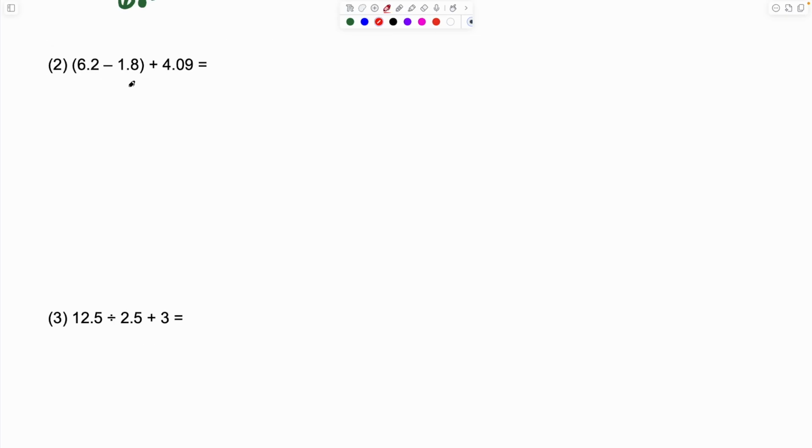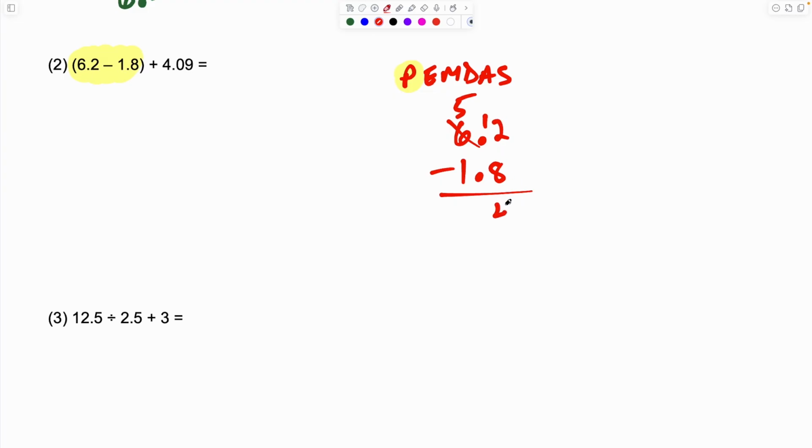Question 2, we have 6.2 minus 1.8 inside parentheses, and then plus 4.09. For this one, we're going to use order of operations, and we're going to do the parentheses part first. So let's do 6.2 minus 1.8. We can't do 2 minus 8, so we have to borrow. So we have a 5 here, and we put the 1 here. 12 minus 8 is 4. We bring down the decimal, and then 5 minus 1 is 4. So now we can simplify this to 4.4 plus 4.09.